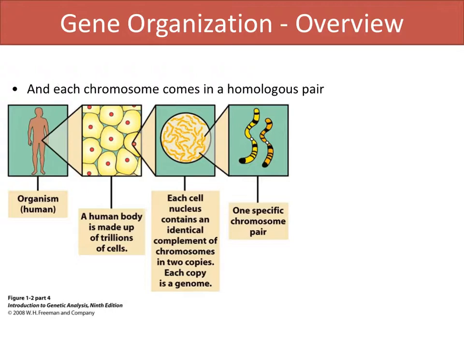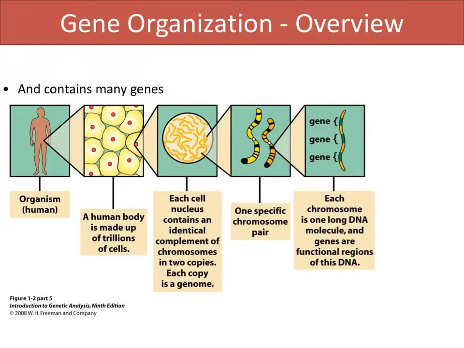So this is a homologous chromosome. The only difference between one side and the other might be different alleles of the same gene, different variants of the same gene. And each chromosome is a long DNA molecule. And the genes are, I guess, the functional regions. The genes make proteins, and they also make a whole slew of RNAs to control how genes are regulated.